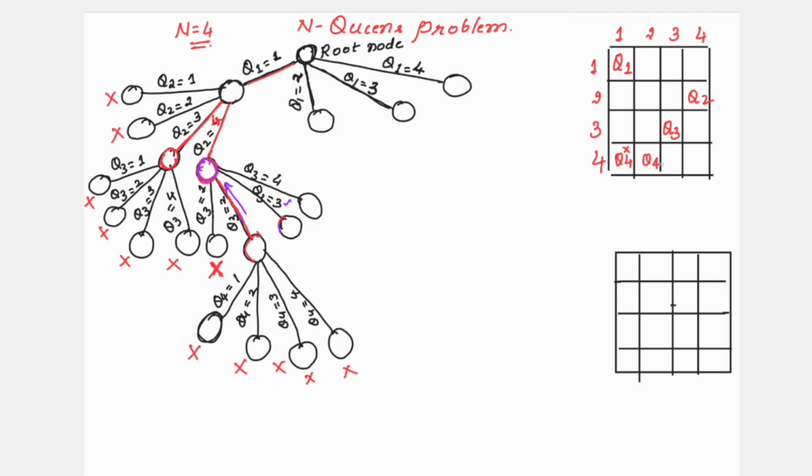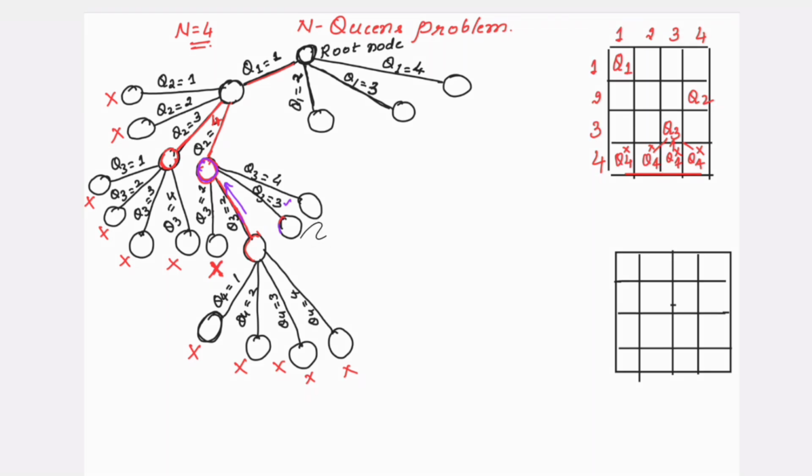q4, can you place it here? Not possible, it is in the same diagonal. q4, can you place it here? Not possible because it is in the same column. q4, can you place it here? Not possible, it is in the same diagonal. So all four options are not possible here when you tried the fourth row for q4.